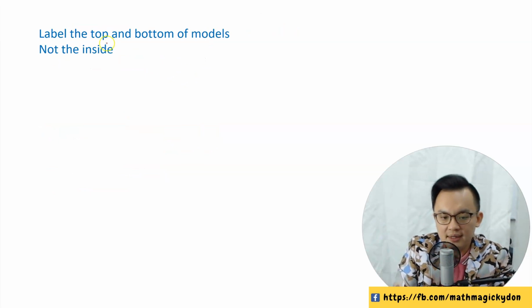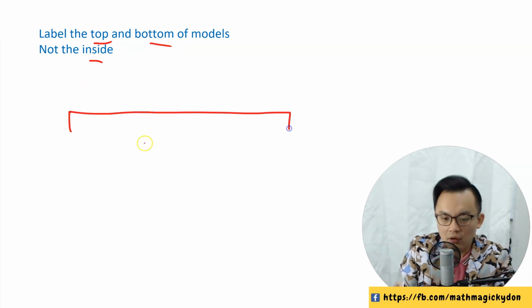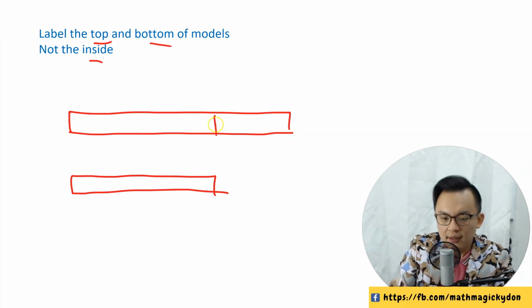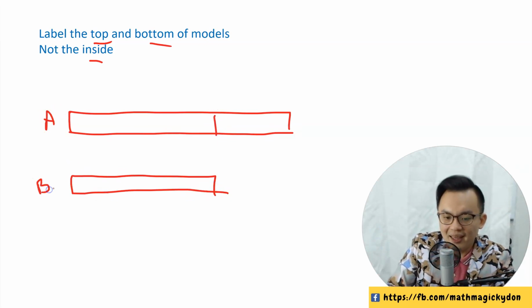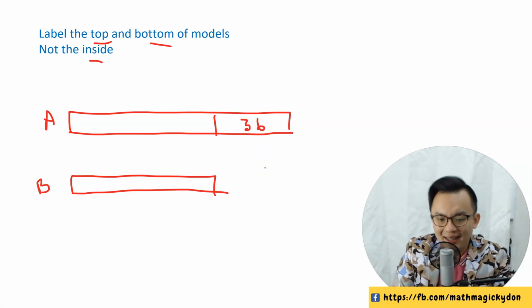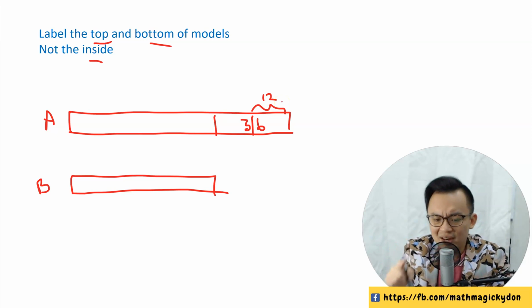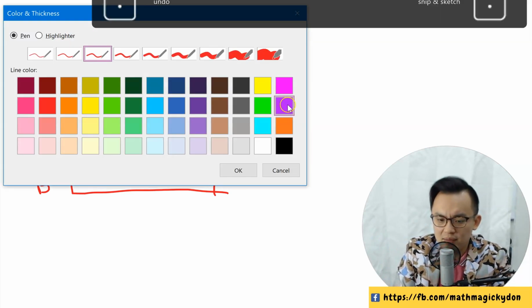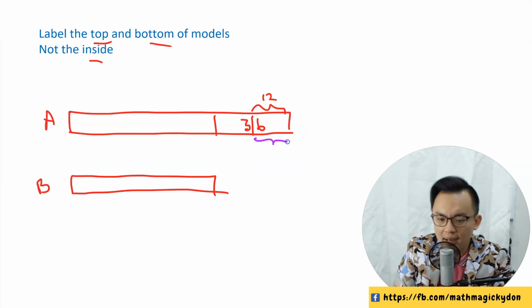Next thing I want to talk about is label the top and the bottom of models, not the inside. This is what I mean. Let's say I have a long model here, and a shorter model here, and I cut, and I say that A and B, A has maybe 36 more than B. And after that, A gave 12 away. So sometimes what they do is they cut here, and then they write here 12. Now it's very clear, right? But oftentimes, I've seen students make careless mistakes from this, and then they assume that this part is actually 6, and this part is actually 3.